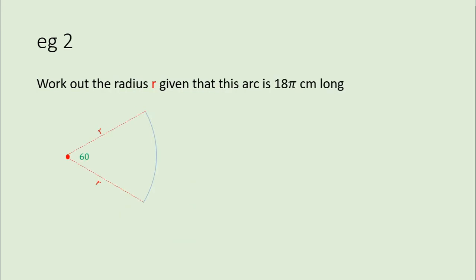Example 2. Now work out the radius. I'm giving you the arc length, and I'm giving you the exact arc length in terms of pi. Work out the radius by using the formula. Remember, our formula is that this is some fraction of the full circle. So the arc length is equal to the angle over 360 times 2 pi r. Now I know the angle, it's 60 degrees, and I know the arc length is 18 pi. So I've substituted those into the formula. But the one thing I don't know yet is what the radius is.